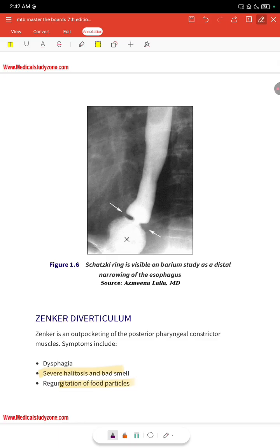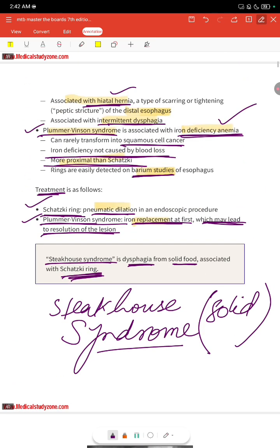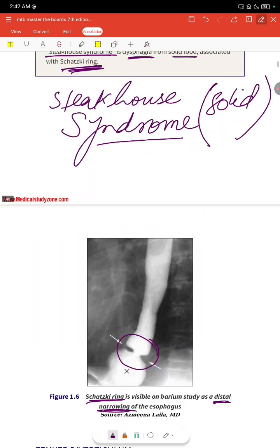Here is the pictorial depiction of the Schatzki ring, visible on barium study as a distal narrowing of the esophagus, and that's the distinguishing point from the Plummer-Vinson syndrome as well, because Plummer-Vinson syndrome rings are usually more proximal than Schatzki.